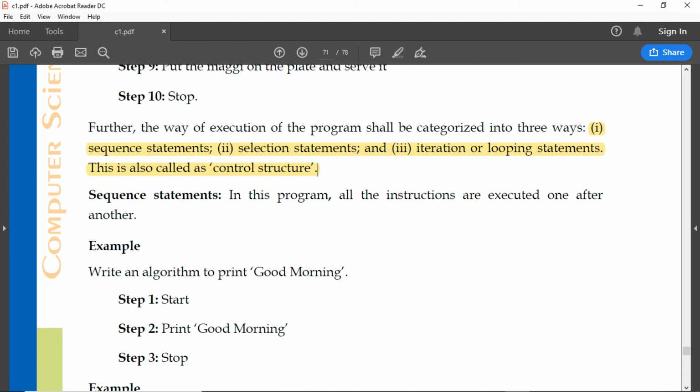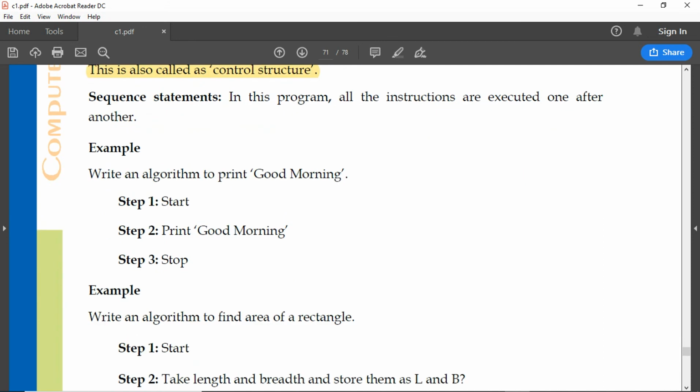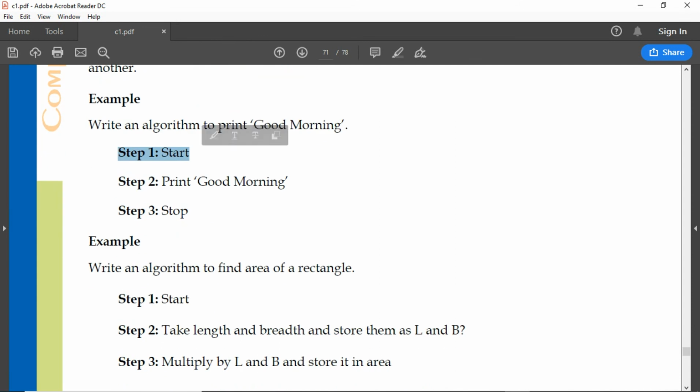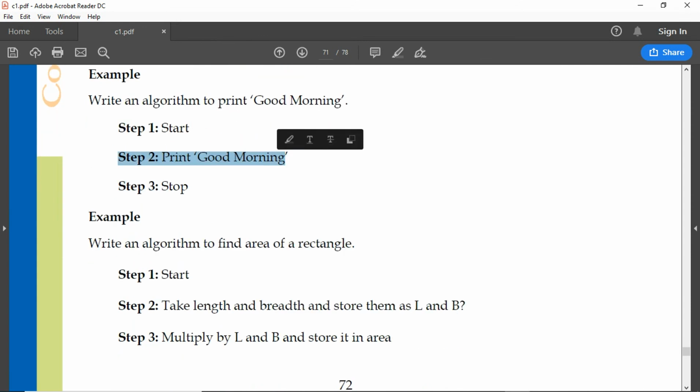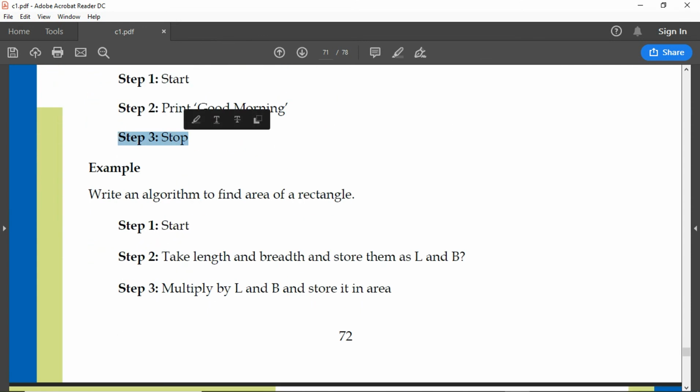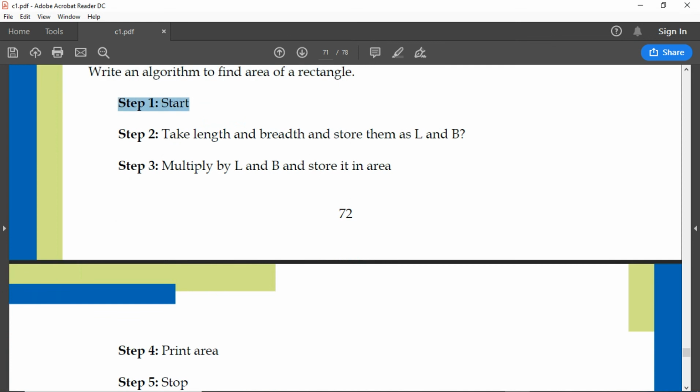Sequence statements. In this program, all the instructions are executed one after another. Example. Write an algorithm to print good morning. Step 1, start. Step 2, print good morning. Step 3, stop. Example. Write an algorithm to find area of a rectangle. Step 1, start. Step 2, take length and breadth and store them as L and B.